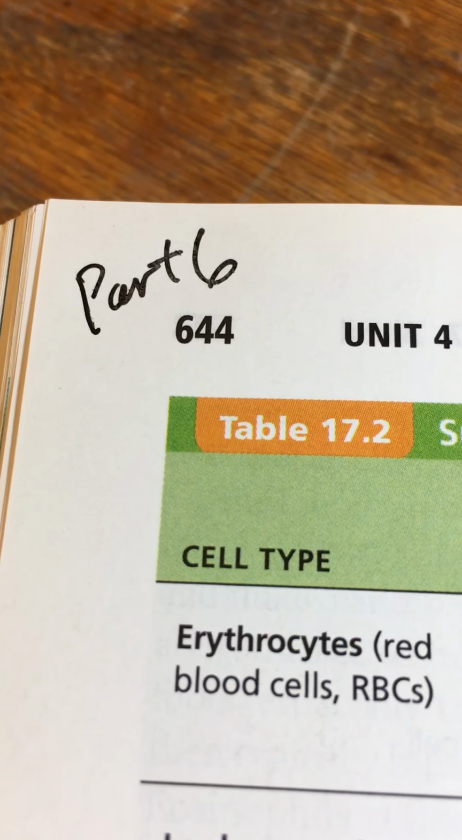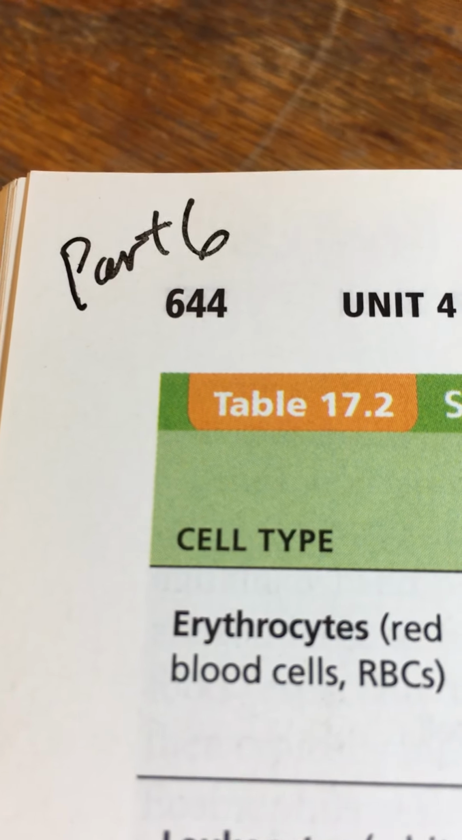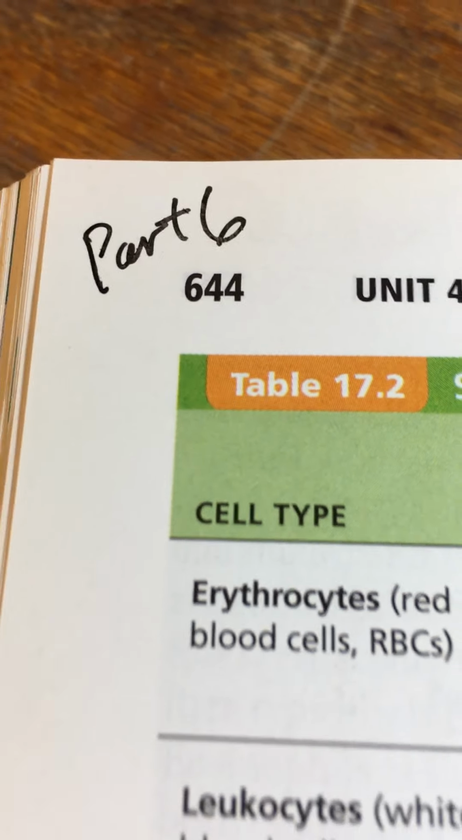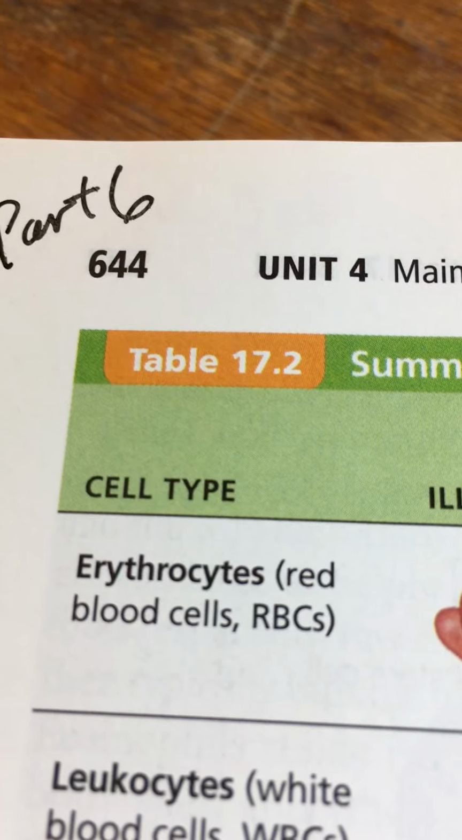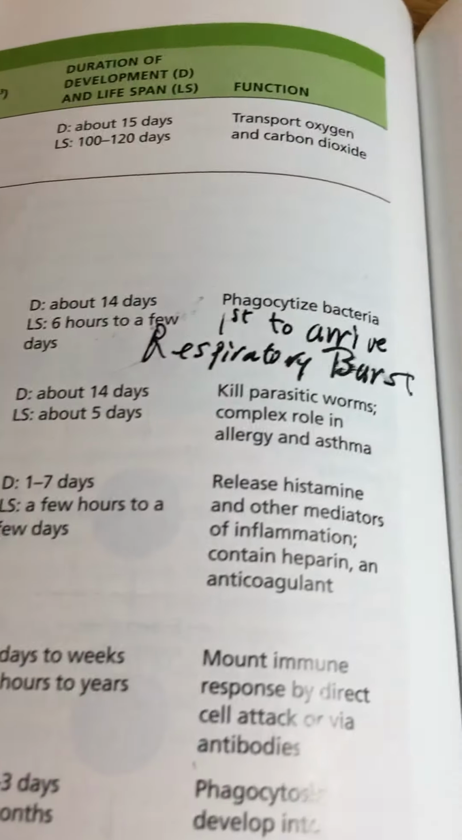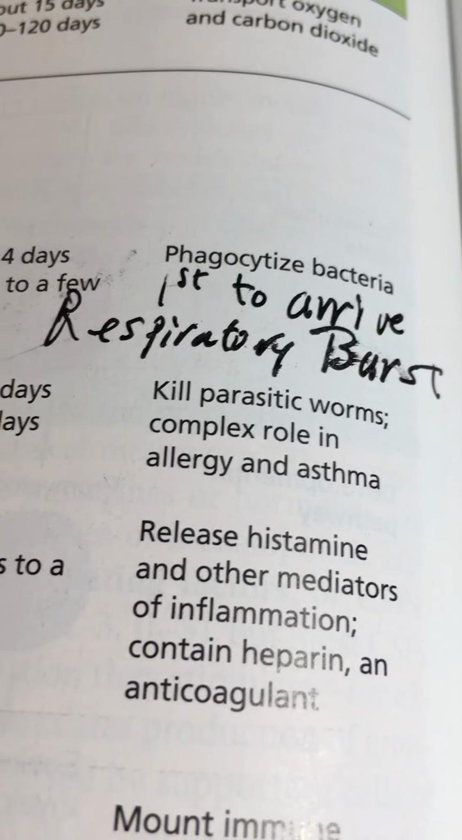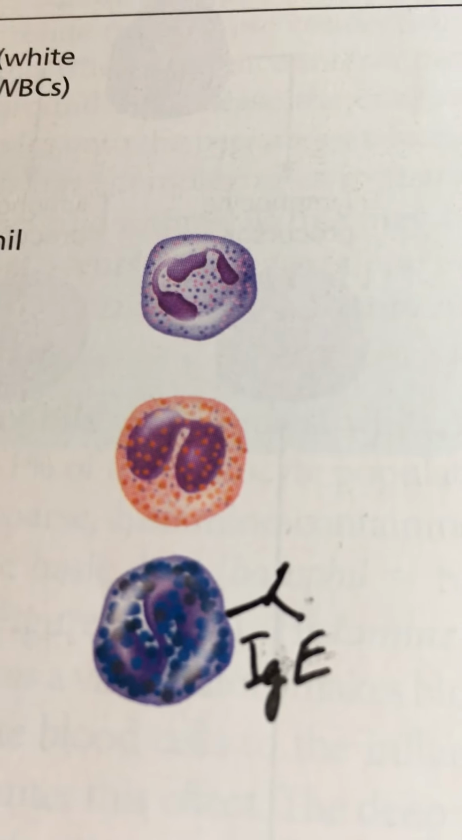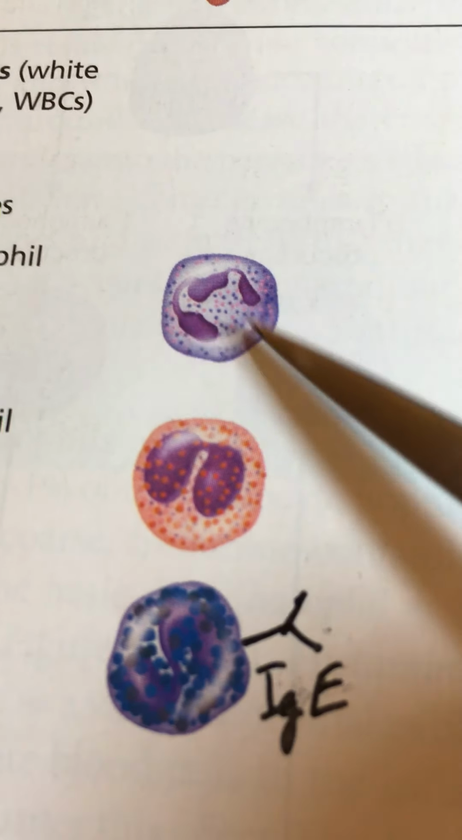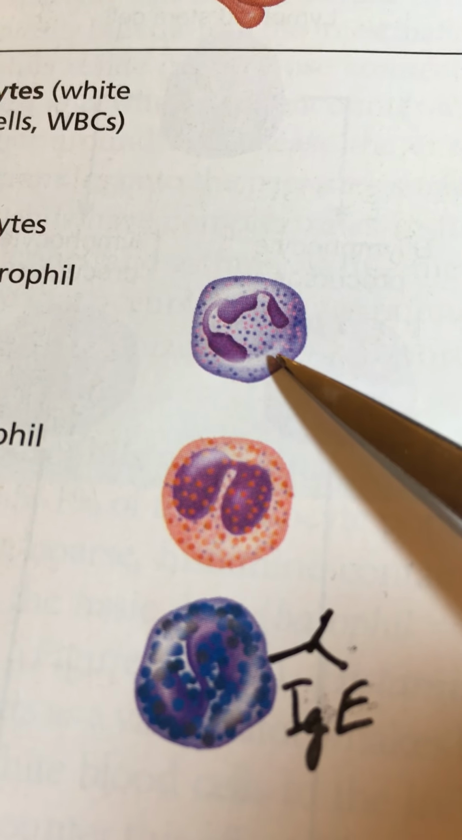We're studying blood, part 6, and it's page 644, in this table in the 17th chapter, table 17.2, where we've collected the white blood cells and some details about them. We're looking now at the eosinophil. We just did the neutrophil, and we noticed that it has the capability of a respiratory burst.